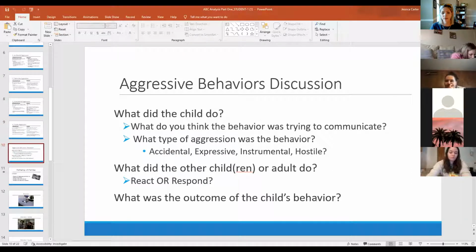Can anyone think of an instance where you have observed a child engaging in aggressive behavior, and would you be willing to share along these points with us, either at Lucy Brock if you've been there, or in a setting where you may work? So what aggressive behaviors have you observed? What do you think they're trying to communicate? What type of aggression did you see?